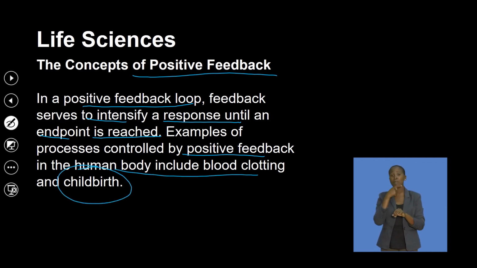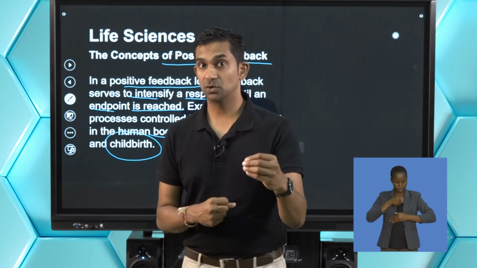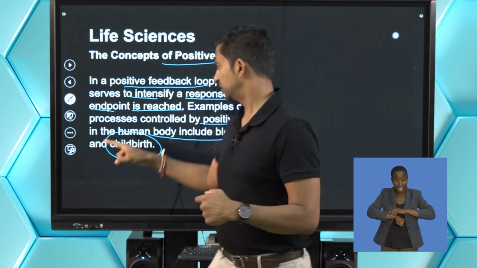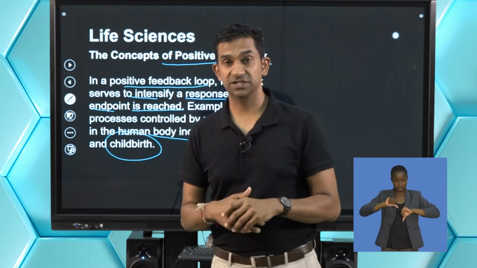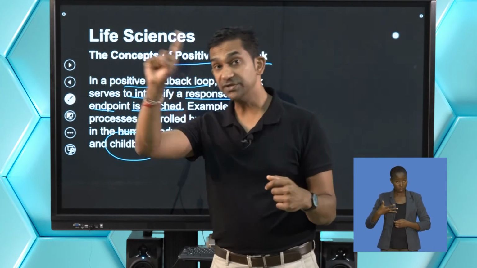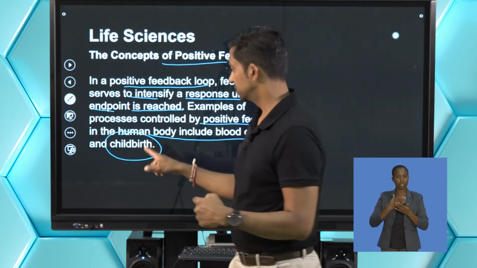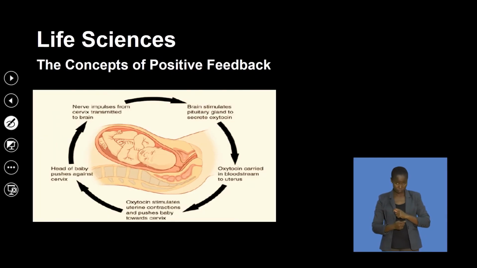During the process of childbirth, we have hormones that are produced, and those hormones will increase, which would assist the mother during the process of childbirth. So there's a positive stimulation increasing the effect of a certain hormone to bring about a change. So let's unpack that process in this illustration.